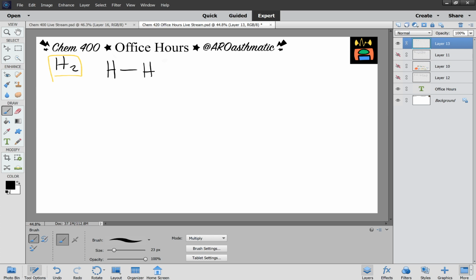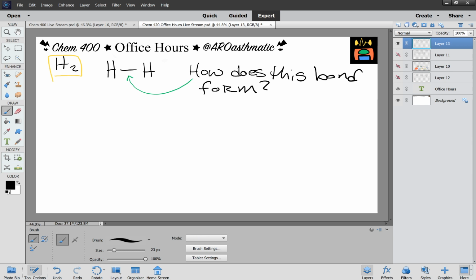Now the question that I want to ask is how does this bond form? I want to know, how do these two hydrogens take their one electron and each share them together to make that bond? How does that bond form? And the answer goes like this.